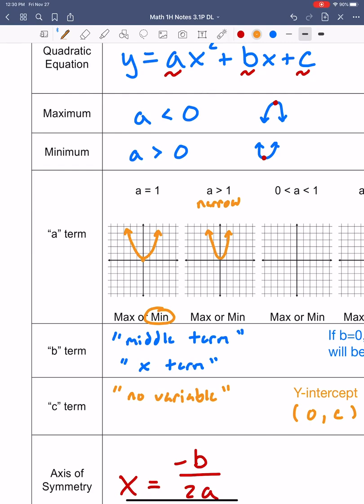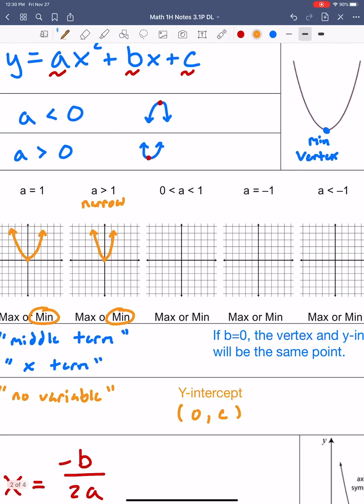But it's still facing up because it's a positive number, so it's still a minimum. And now as a becomes a fraction in between 0 and 1, so now this would be like 1/2 x squared or 1/3 x squared. As it gets closer and closer to 0, notice those are still positive, so it's still going to be facing upwards, but it's going to make my parabola wider. It's still facing up because it's a positive number, but now it's getting closer to 0, so it's going to be wider. And it's still a minimum because the vertex is still at the bottom.